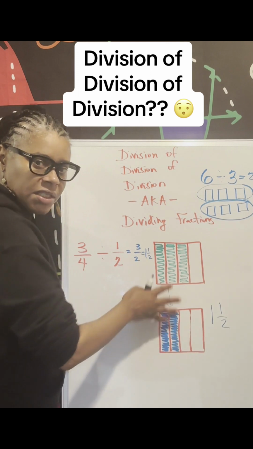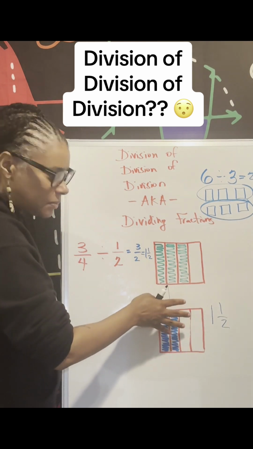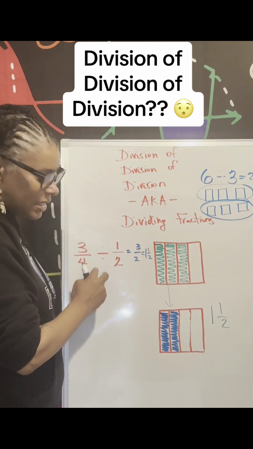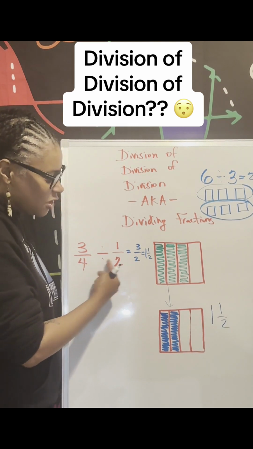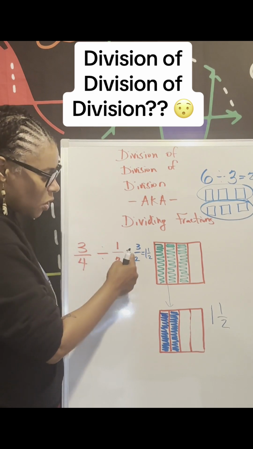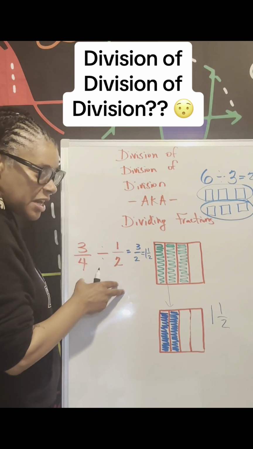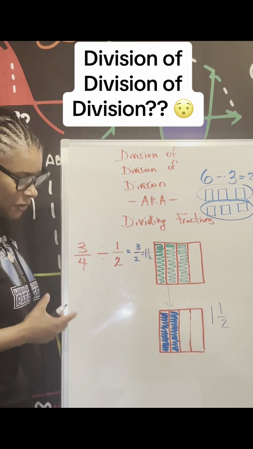This is the model. This is the understanding of what is meant by this. This here is understanding that division is the inverse operation of multiplication. So I can just go across like that. So 3/4 divided by 1/2 is 1 1/2. Okay?